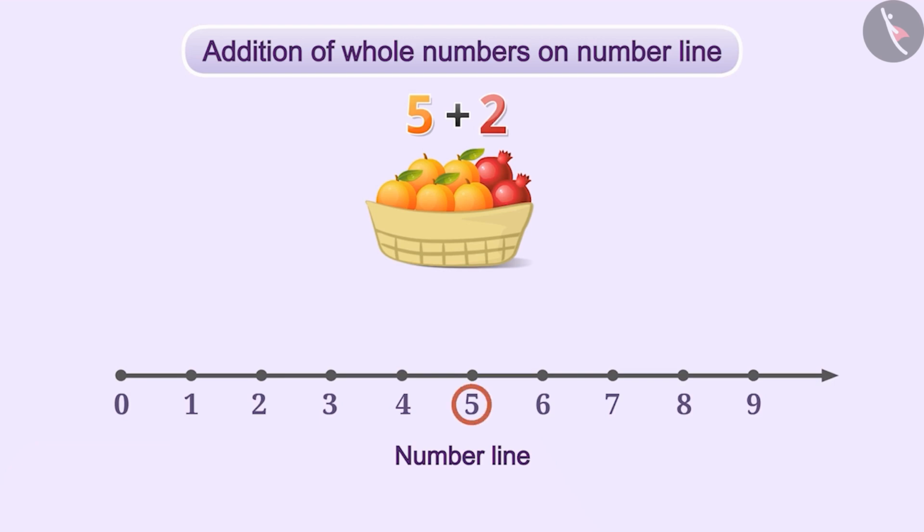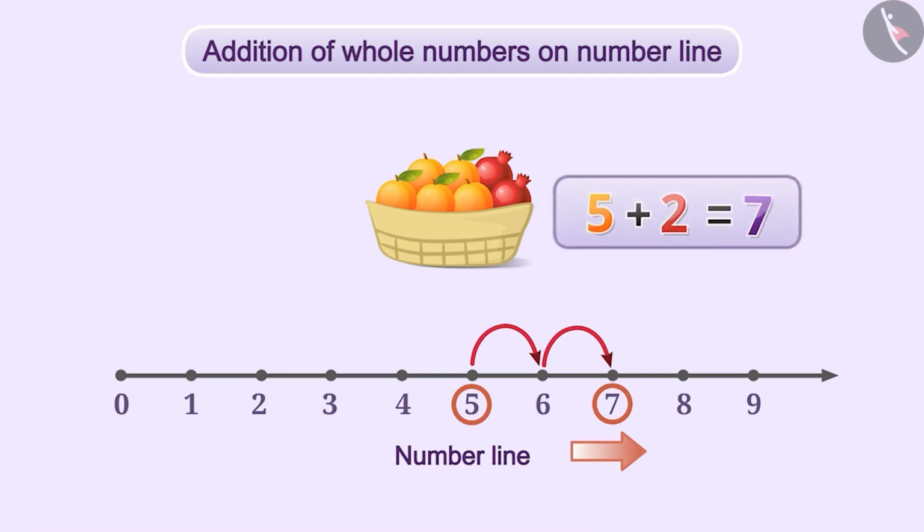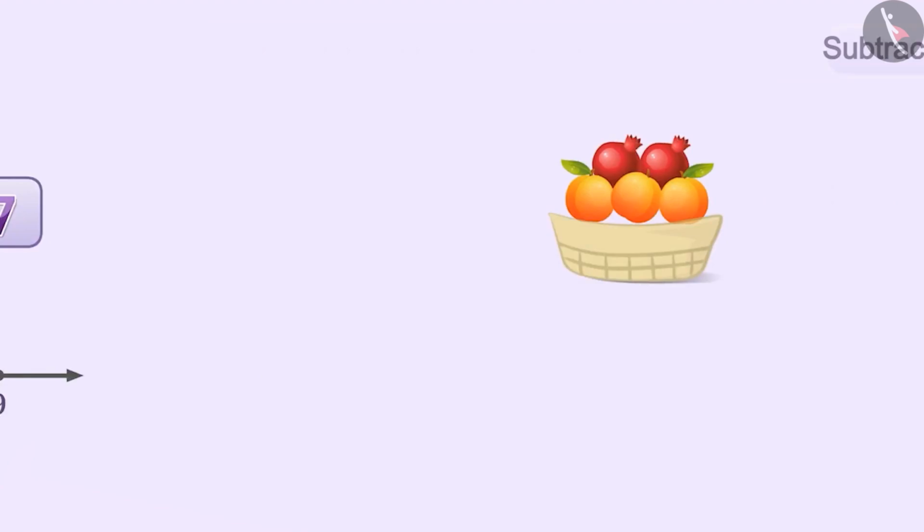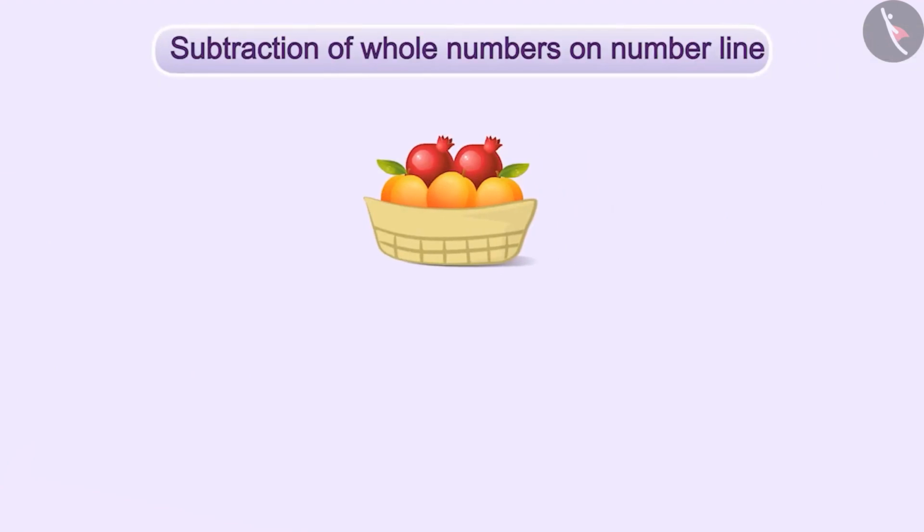Since we have to add 2 to it, we will take 2 steps towards the right from 5 to 6 and 6 to 7. To represent the steps, we will use arrows pointing towards the right direction. The last arrow points to 7. Thus, the sum of 5 and 2 gives 7, that is, 5 plus 2 is equal to 7. Now let us learn how subtraction of whole numbers is represented on the number line.